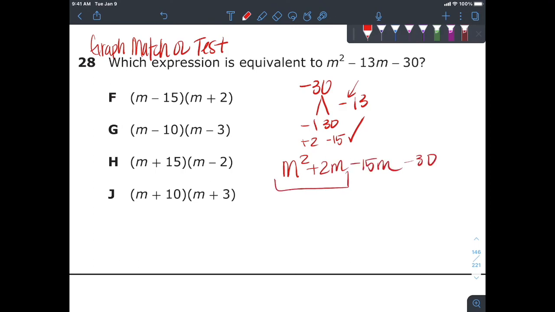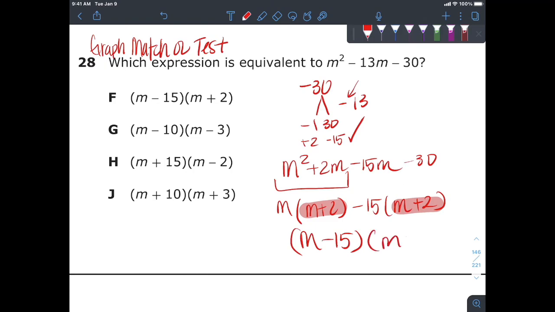Now I can factor from just the first set, factor from just the second set. I can verify the insides are the same. And finally, combine like terms. And it looks like answer choice F.